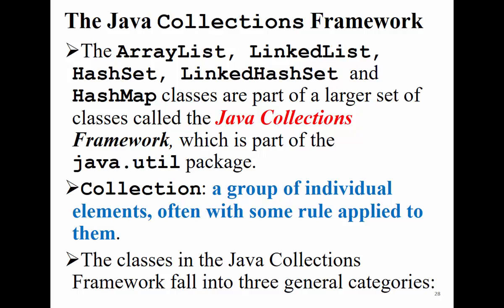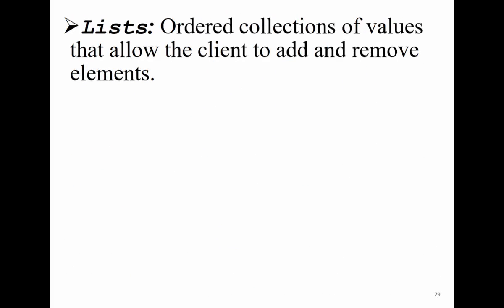Inside the collections framework, we have ArrayList, LinkedList, HashSet, LinkedHashSet, and HashMap. These classes are part of the Java collections, and all of them are part of java.util. And we have a collection as a group of individual elements, with certain rules to manipulate them.